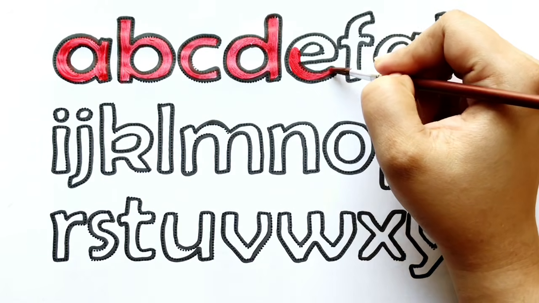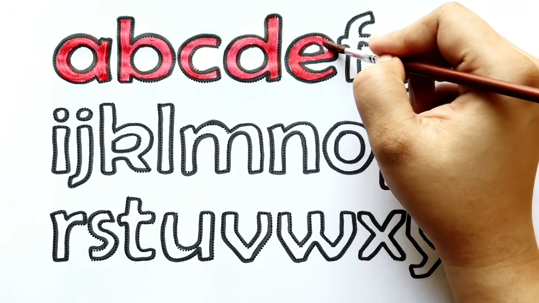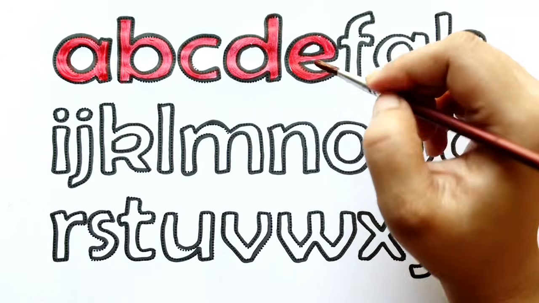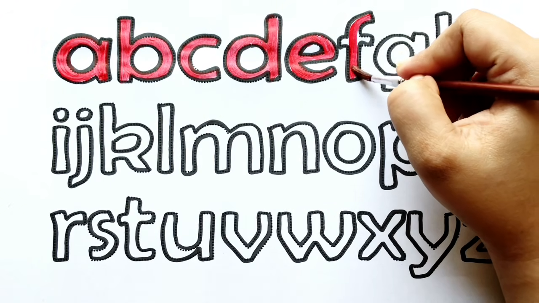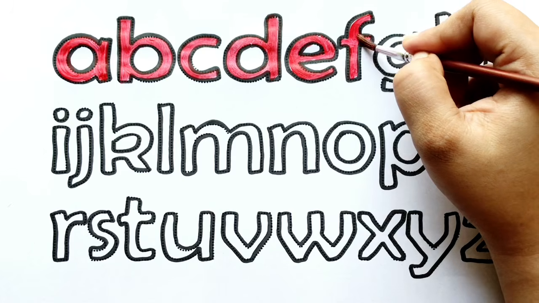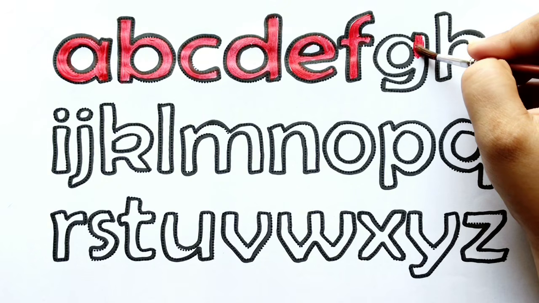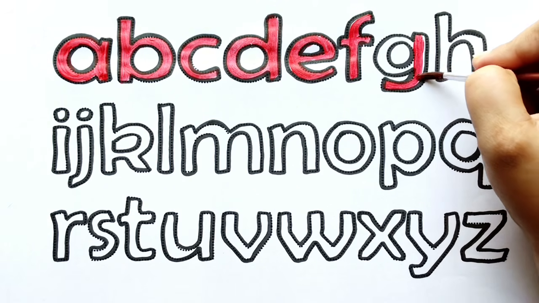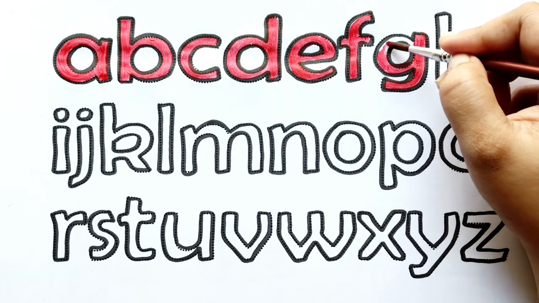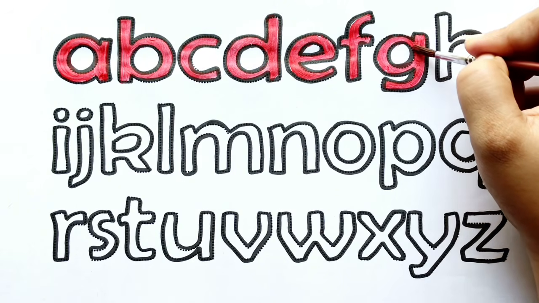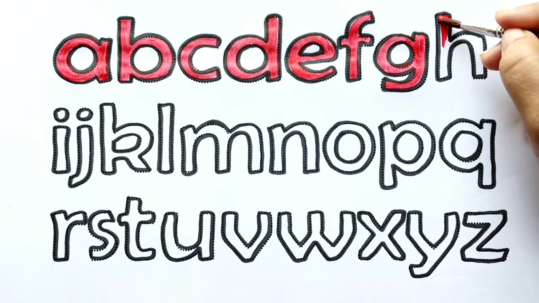E for egg. F for frog. G for grapes. H for horse.